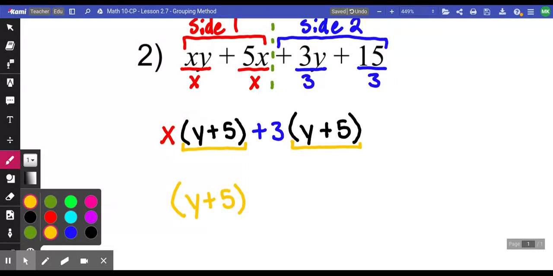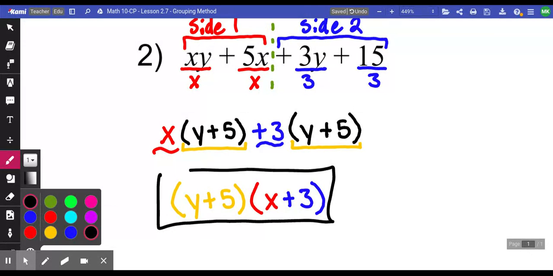If you were to take those 2 things out of the question, you're then left with x and a plus 3. And your answer is y plus 5 times x plus 3. And that is how you could factor a 4-term polynomial. So I took that 4 terms and I turned it into multiplication.